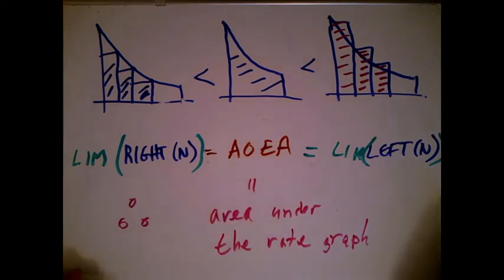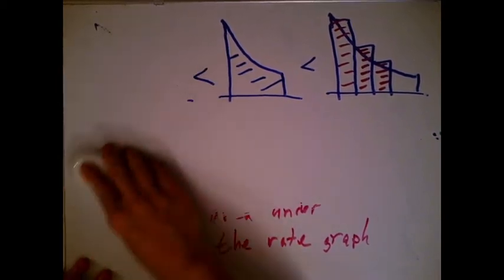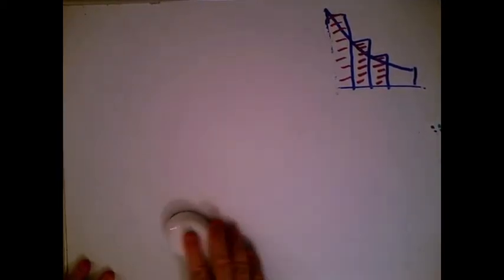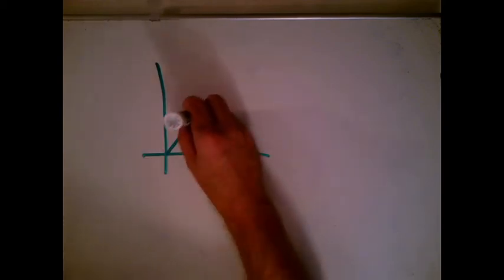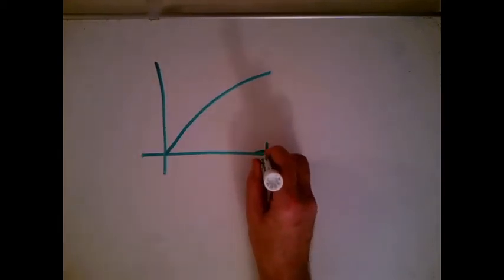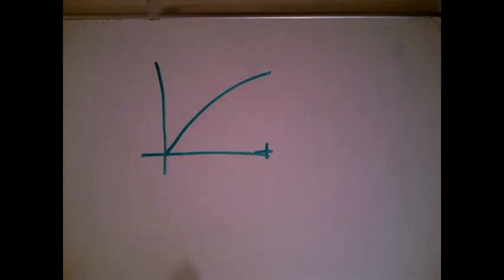Now, let me take one second and just remark on the example that you guys did that was very similar. You looked at something that looked like that. You weren't calculating amount of escaped air, you were calculating distance traveled, but it was the same thing. The right sum estimates the area under the rate graph in exactly the same way it estimated the distance traveled.